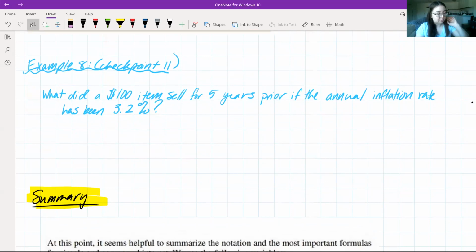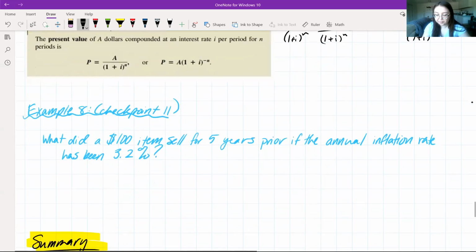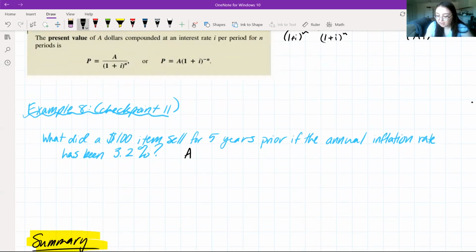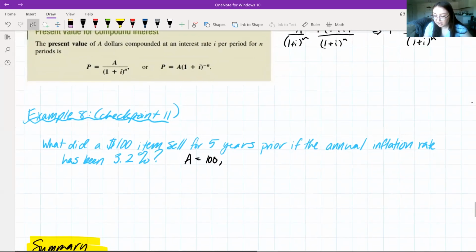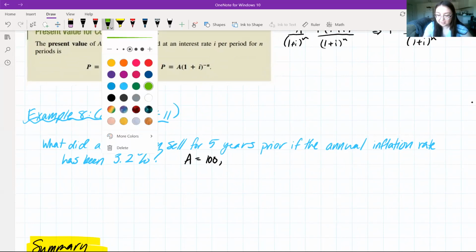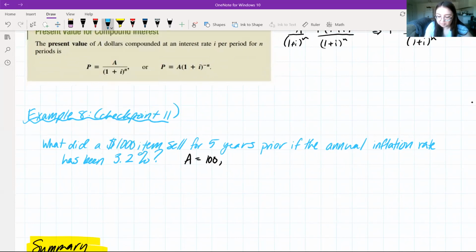So for example 8 here, what did a $100 item sell for 5 years prior if the annual inflation rate has been 3.2%? So we want to use this equation up here. So we know that A is equal to 100. Our n, since it's an annual inflation rate, that means that it's just one time per year. So we know that our n is equal to 5. I realized that I missed a 0 when I wrote this problem. So it's $1,000, not 100. There we go.